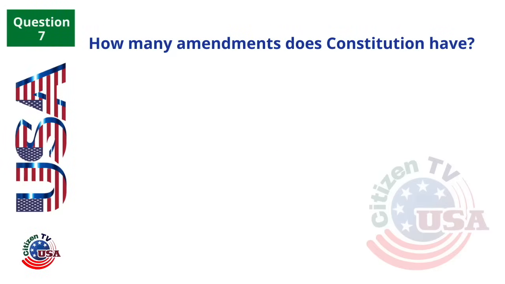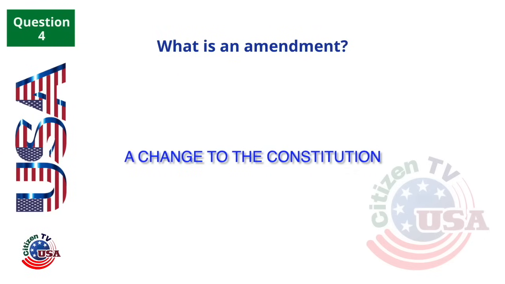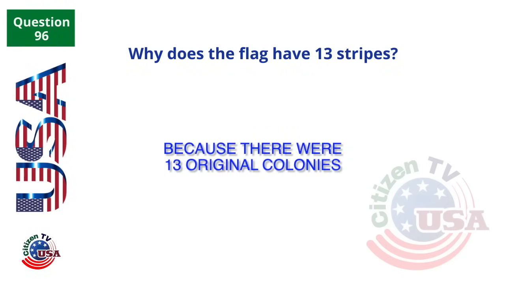How many amendments does the Constitution have? 27. What is an amendment? A change to the Constitution. Why does the flag have 13 stripes? Because there were 13 original colonies.